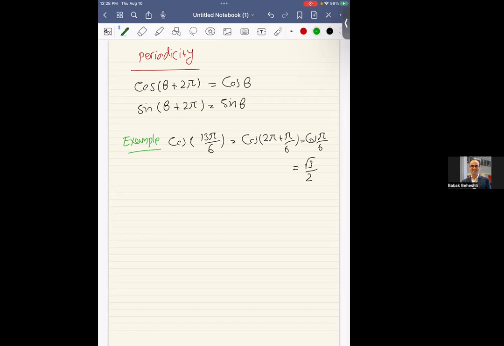So now let me conclude our lecture today with some remarks, and I'm going to ask you to think about this. If you don't get it, I can explain it to you later. So, remark: cosine of theta minus pi is equal to minus cosine of theta, sine of... oh, sorry.